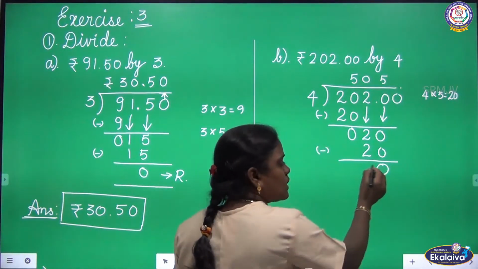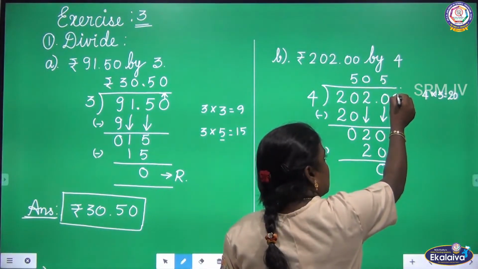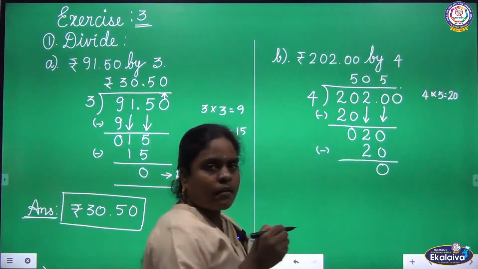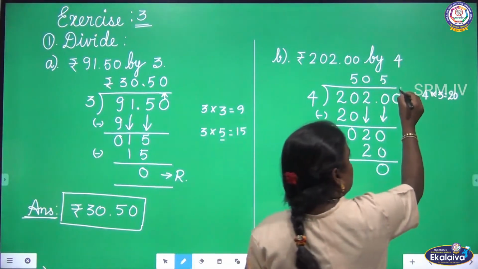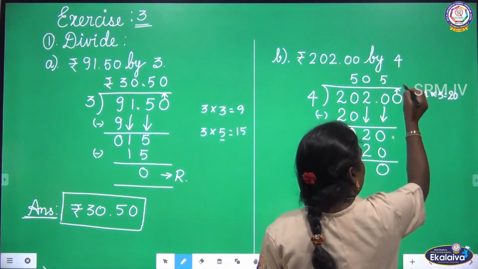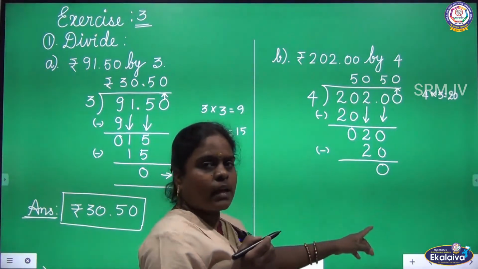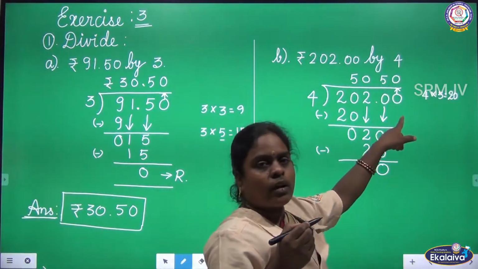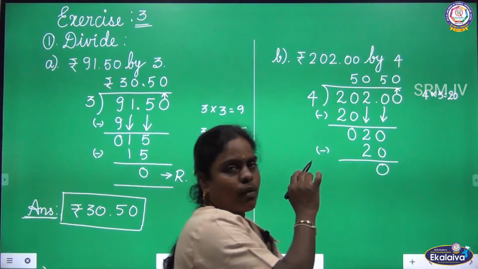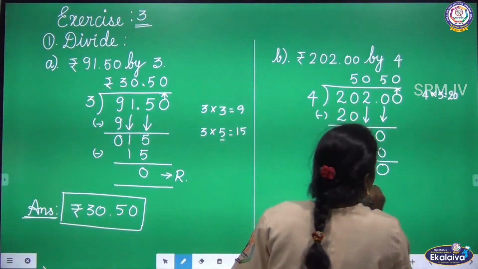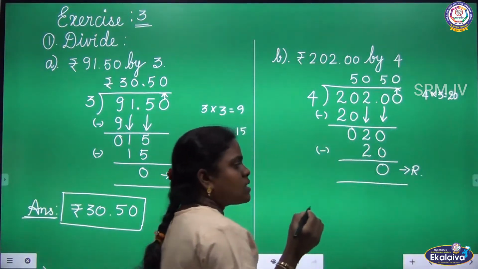Children, listen. In the remainder we have 0. At the same time, in the dividend also we have 0 in the last place. So we are going to take the 0 to the quotient directly. When we have 0 in the remainder and we have 0 in the dividend also, we can write directly in the quotient. So now we got the remainder 0, and look at the quotient, children.